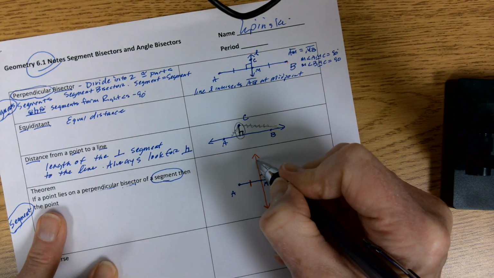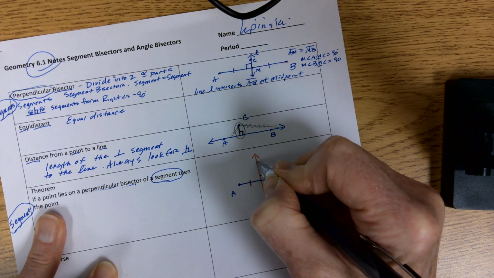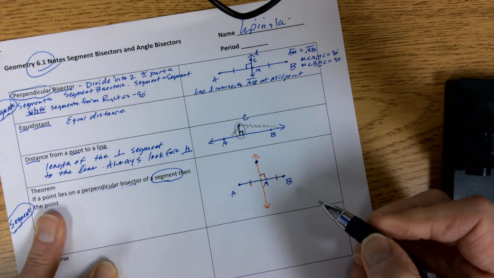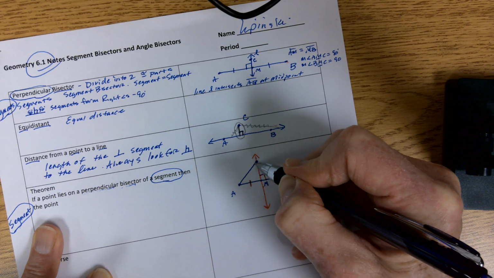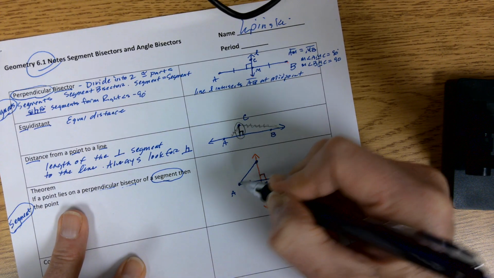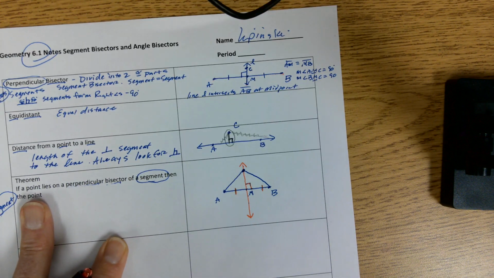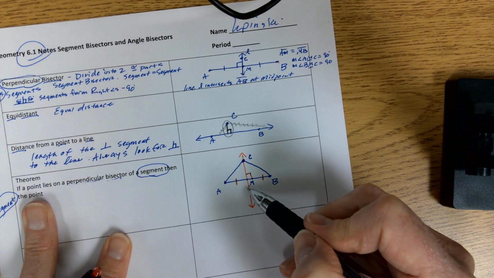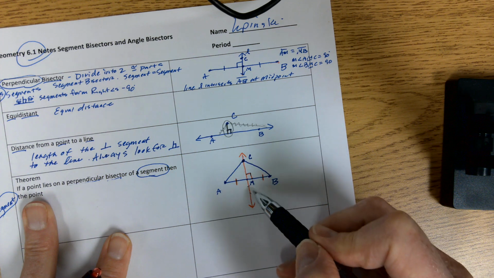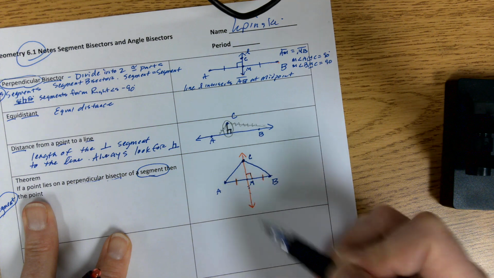If that point is anywhere on here, I could pick a point up high, I could pick a point down low. If this point is anywhere on this perpendicular bisector, then if I measure how far it is from the point to the endpoint, it is going to be equal to the distance from the point to the other endpoint. Okay? This distance, we'll call this C. If I pick any point on this red line, the distance from C to B would be equal to the distance from C to A.